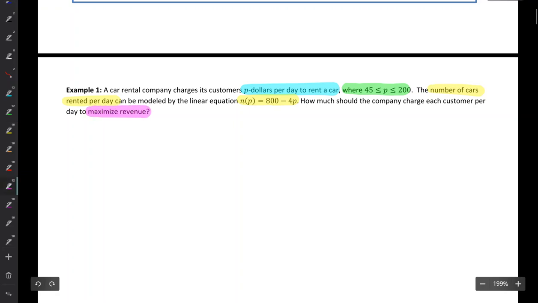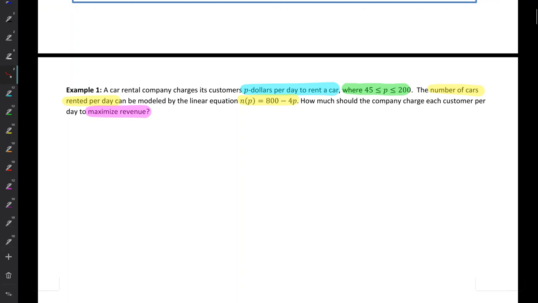Now I see the word maximize the revenue here. That's the function that is my objective function. And in this case, I want to maximize it. Revenue is the amount of money that you are bringing in, whereas profit, you have to subtract off the cost of business. Okay? So just take a second to read through this problem one more time.